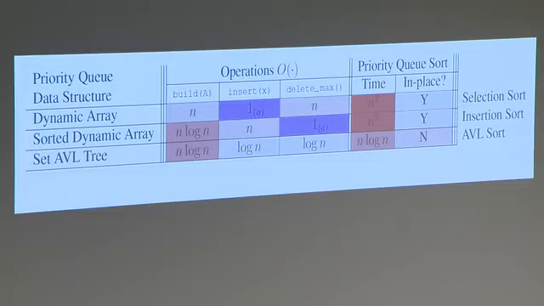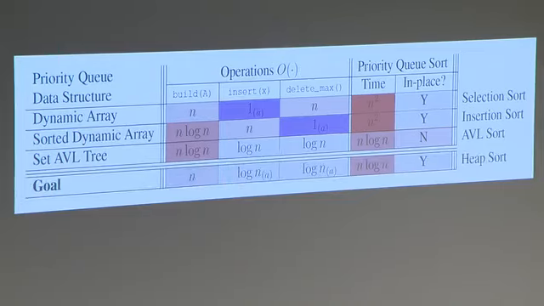And so the goal of today is to get the best of all those worlds in sorting: to get n log n comparisons, which is optimal in the comparison model, but get it to be in place. And that's what we're going to get with binary heaps.